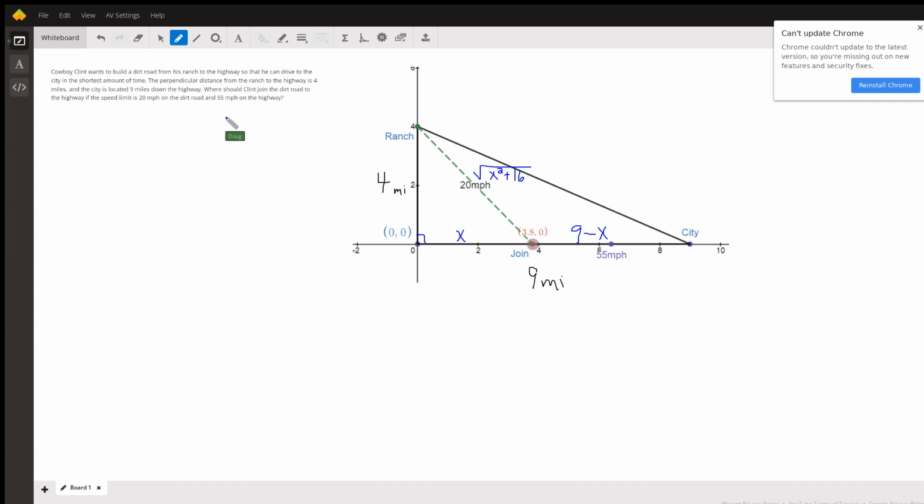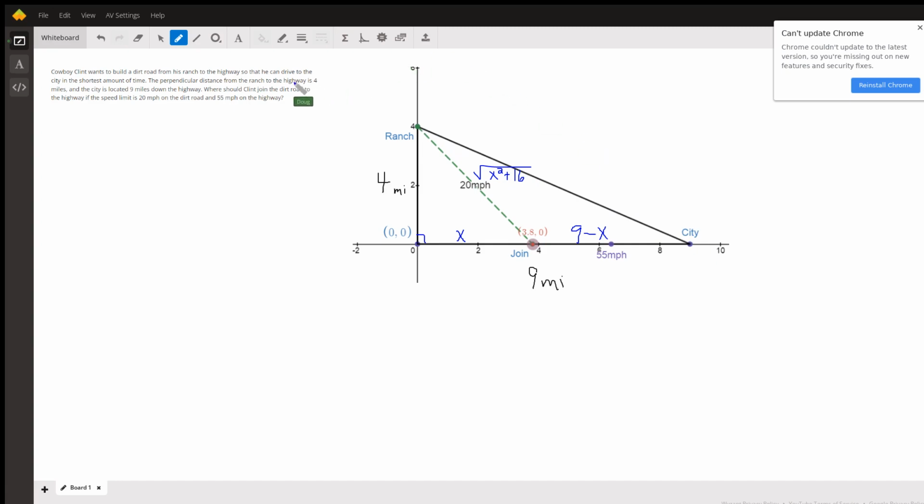But we need time. We want to know where does he join the highway to get to the city in the minimum amount of time? He could just drive this way, perpendicular, 4 miles at 20 miles per hour and 9 miles at 55 miles per hour. Or he could try to build the dirt road straight to the city. Good luck on that one.